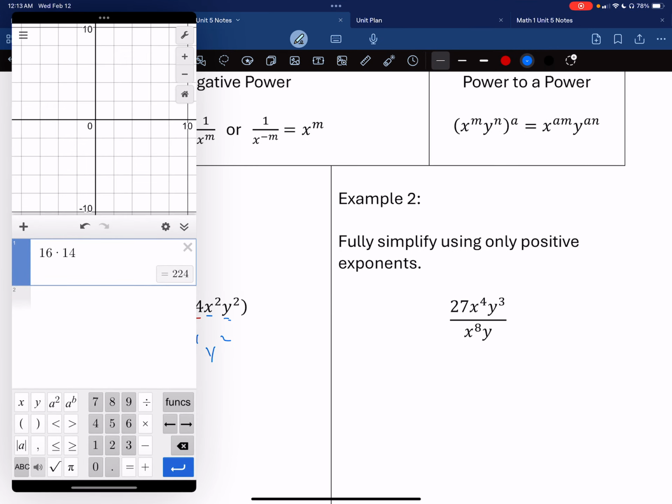Slide the calculator over. And now we're going to look at example 2. Right? So we want to, again, fully simplify using only positive exponents. We don't want any negative exponents in our final answer. Okay. Nice thing about this one is there is no coefficient on the bottom, so we can just go ahead and write that 27 on, just move it over.